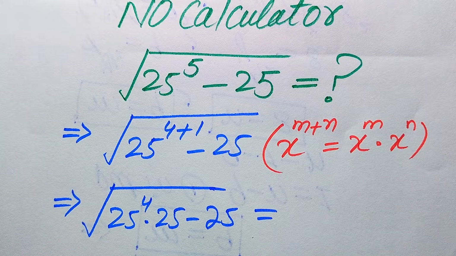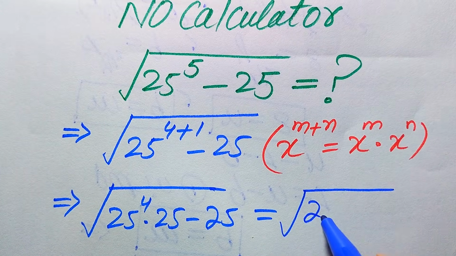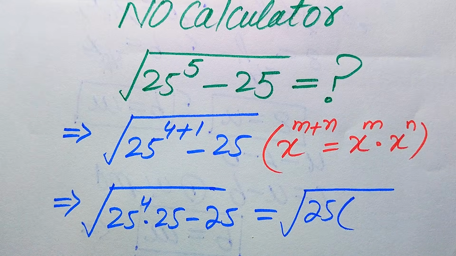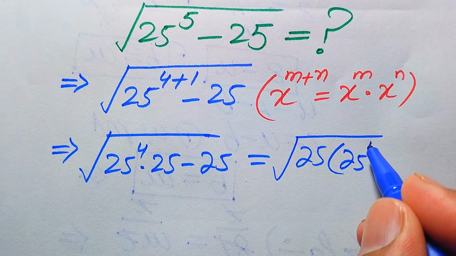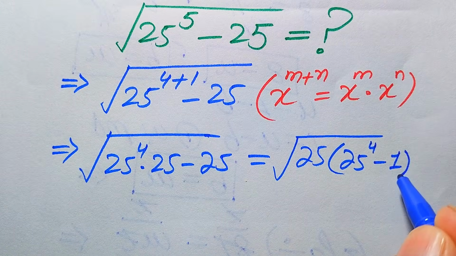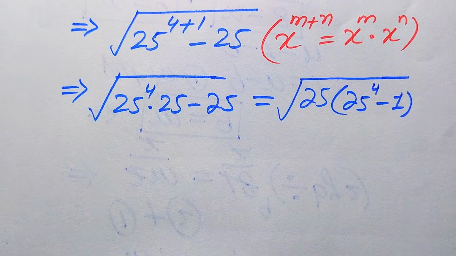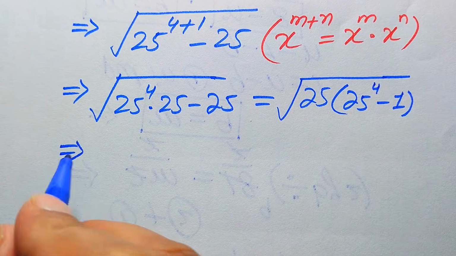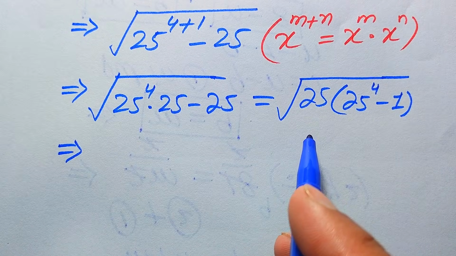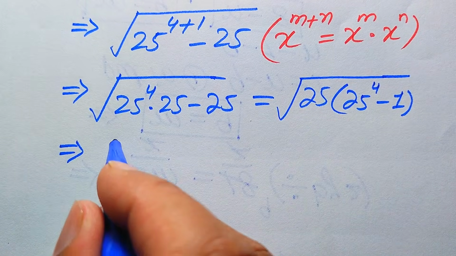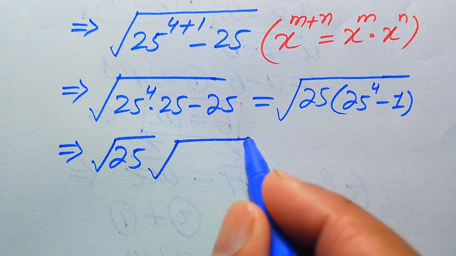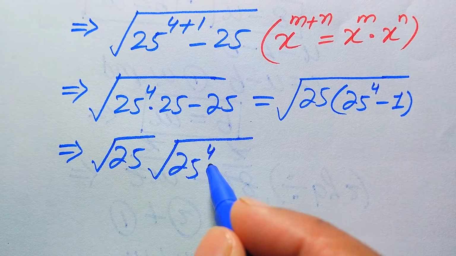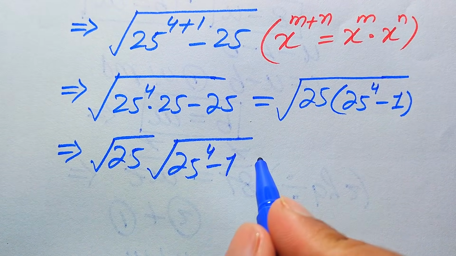And now in the next step you see that inside the square root sign we have 25 as the common term. When we take 25 common, the remaining values are 25 to the power of 4 minus 1. Further, we break this square root and apply the square root separately on both of these two values, and it will become the square root of 25 into the square root of 25 to the power of 4 minus 1.